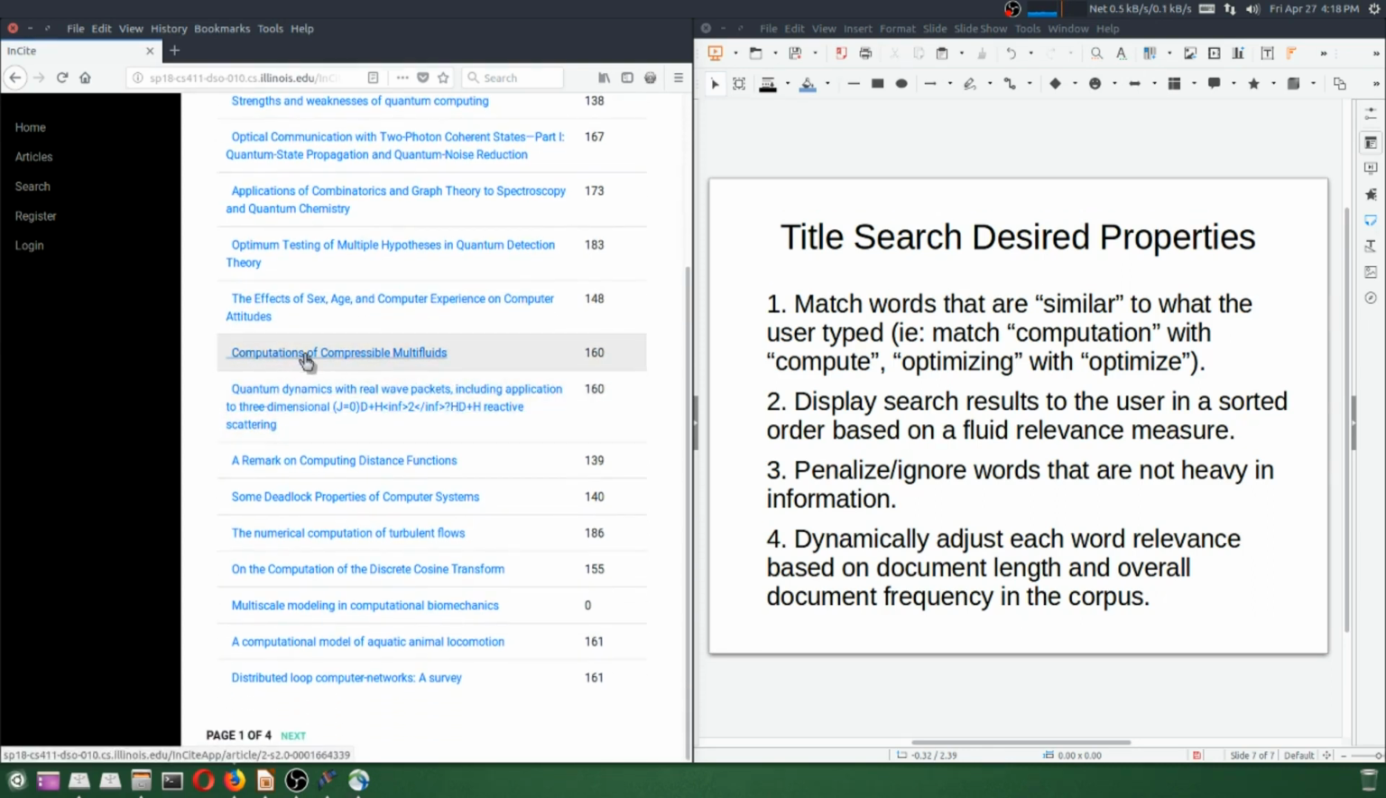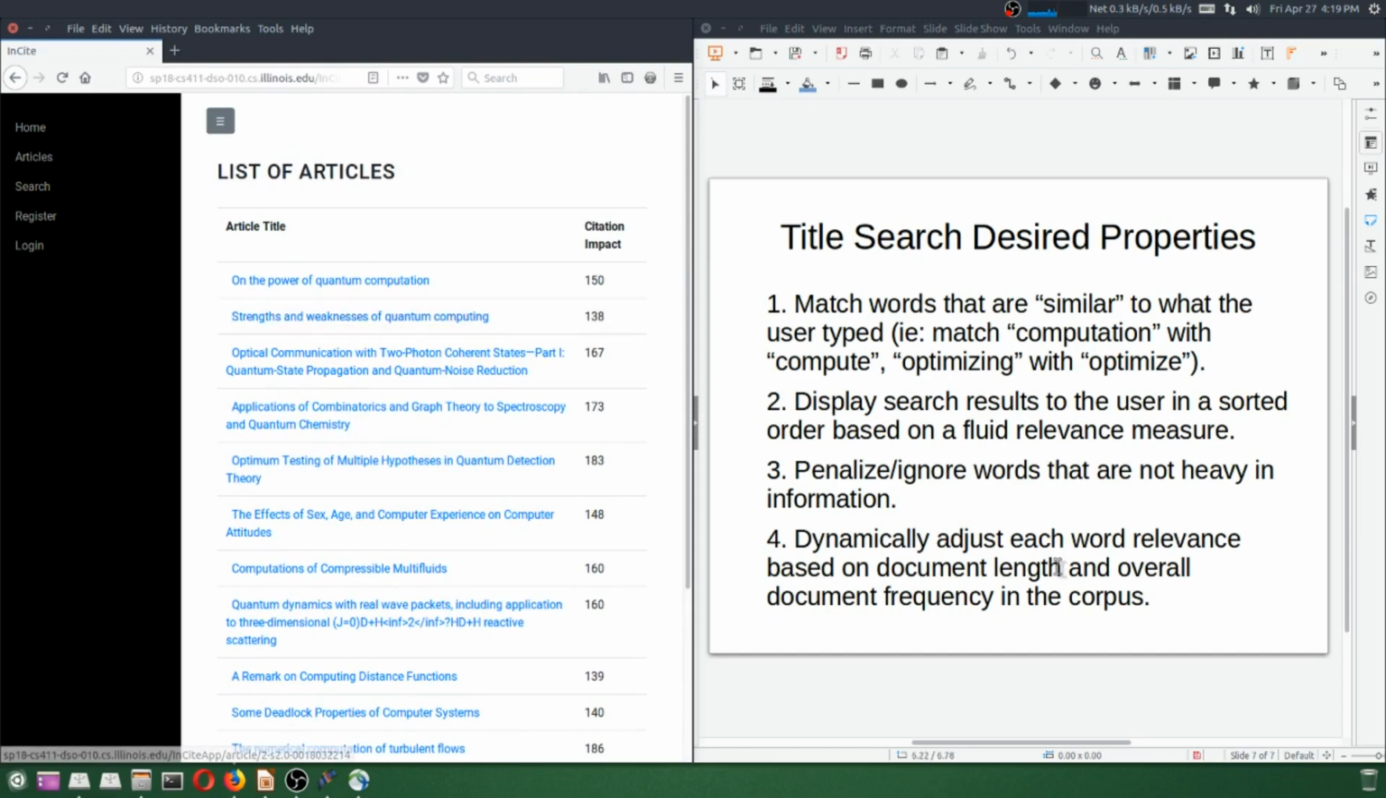Then you have this computation of compressible multifluids. Computation appeared once. So you might be like, hey, how come this is ranked higher than this guy, which has the word quantum in it, but no computing? Didn't you say quantum is a more important word compared to computation? Well, the reason is this article has a very long length, so it has a high word count, and therefore it is discouraged, right?